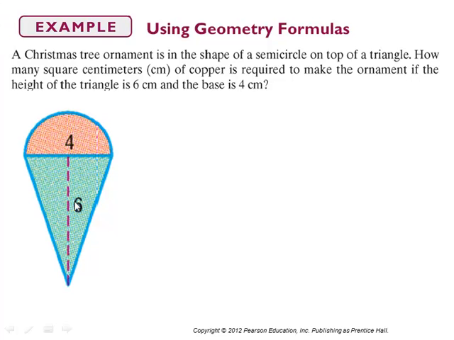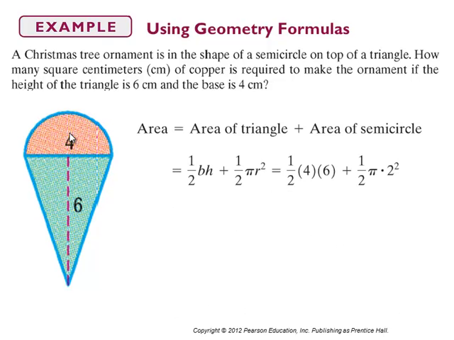Interesting. Well, you know what? We just need to find the area of the triangle together with the area of the semicircle. Sometimes that's what we have to do, is find the areas of the individual pieces, and then add them up in order to get the overall area. Now, the area of the triangle is what we're going to try to find first.